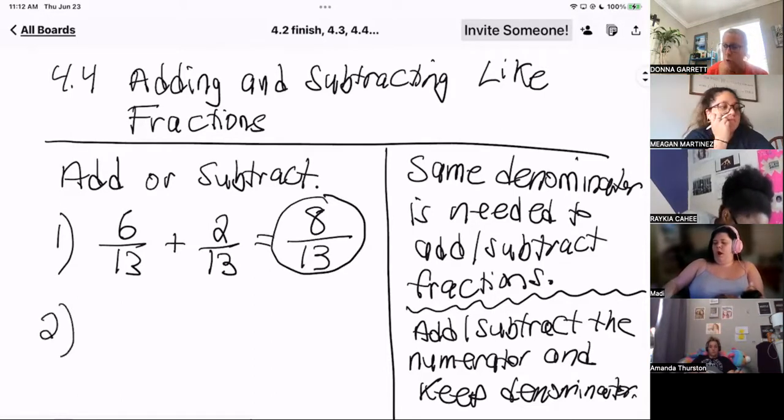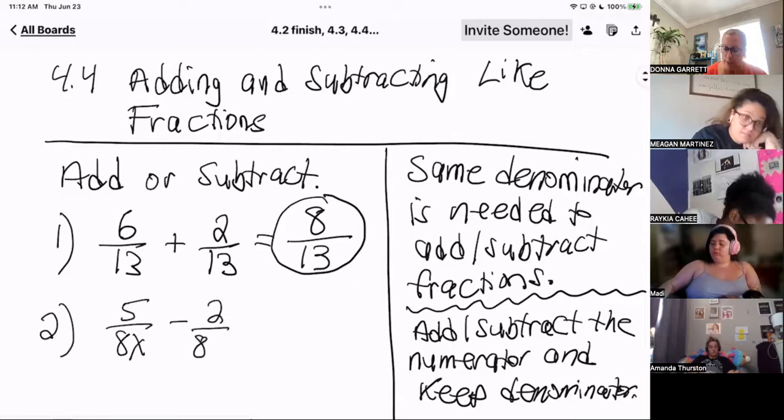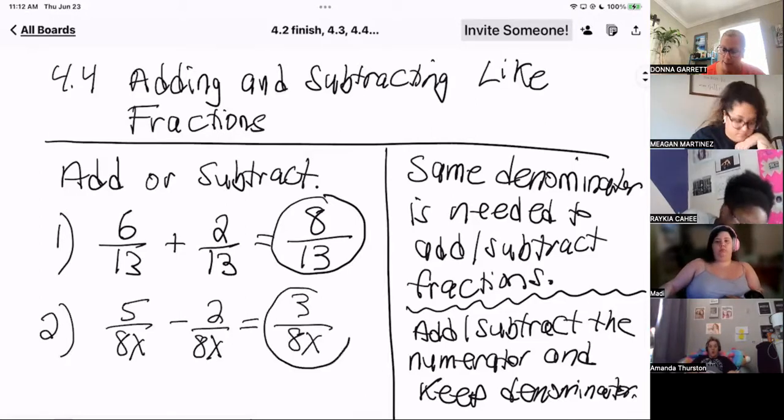I want to do this: 5 over 8x minus 2 over 8x. Now, are the denominators the same? Yes. That just means it just stays. So 5 minus 2 is 3 over, they both have 8x, 8x.